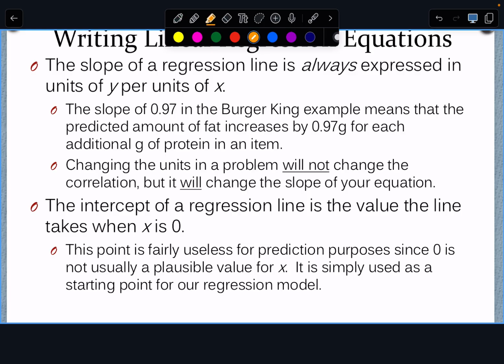And so when we do this, our regression line slope is always expressed in units of y per units of x. So that slope is telling us how y changes in relation to x. So for the example that we just looked at, that slope of 0.97 means the predicted amount of fat increases by 0.97 grams for each additional gram of protein in an item. So what I just highlighted in blue there, if I asked you to interpret that value, that's what I would want to see.